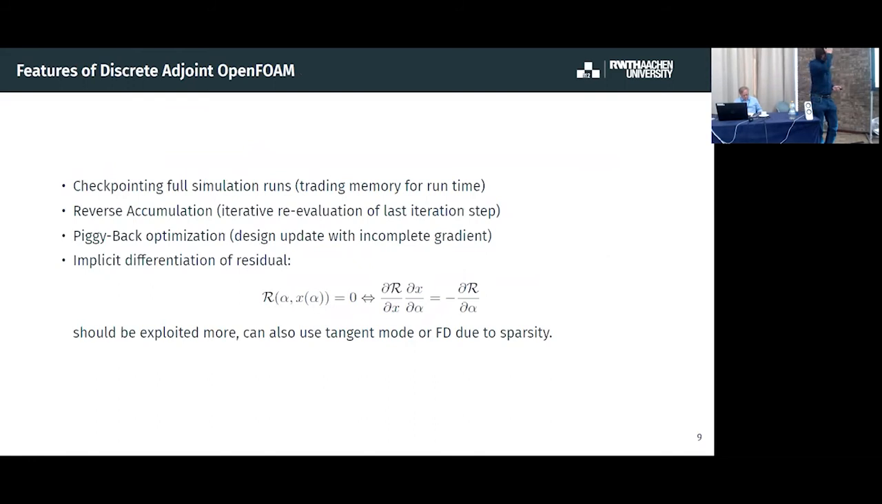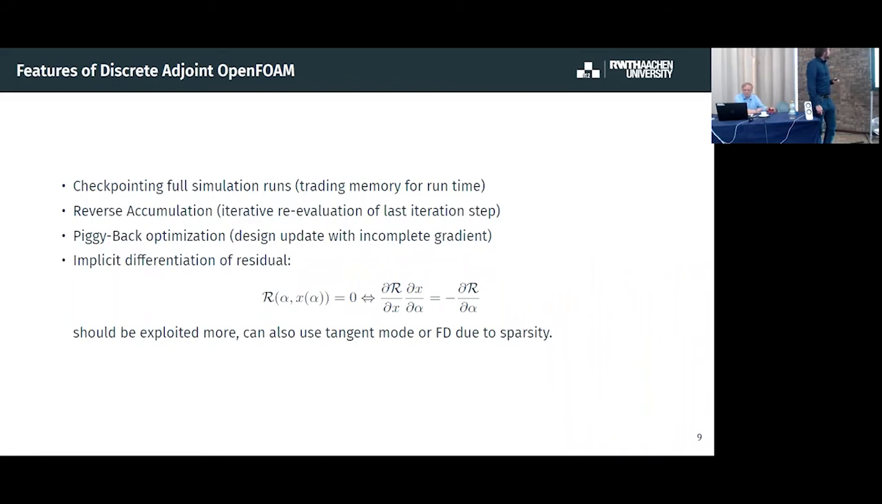Okay, then now we have the AD in OpenFOAM. What other features do we use for getting that efficient? If we want to do a full simulation run, because for example this simulation is unsteady, there has to be some kind of checkpointing, because else you won't be able to fit all the time steps into memory. So we implemented the checkpointing. If it's steady, you can instead do reverse simulation, so you only tape the last iteration step and then repeatedly reevaluate that. Or you can one-up that and do piggyback optimization, where you already use your not converged gradient to also do a design update, so change your parameters.